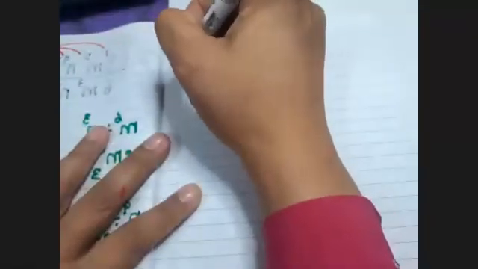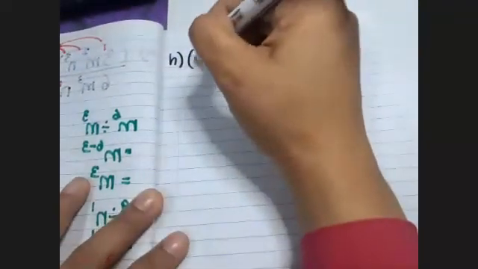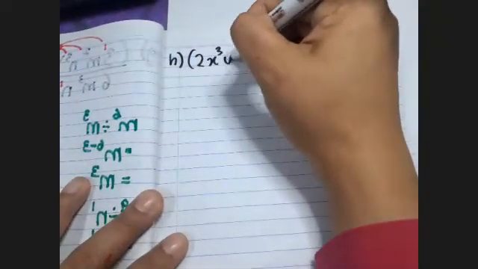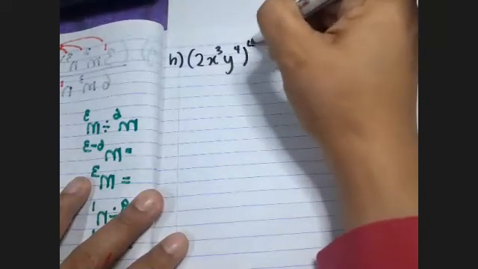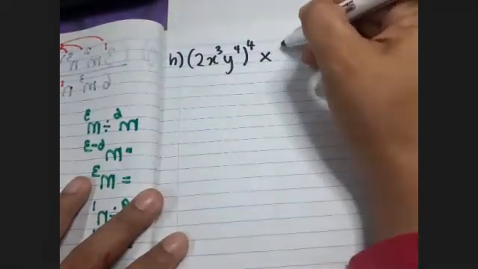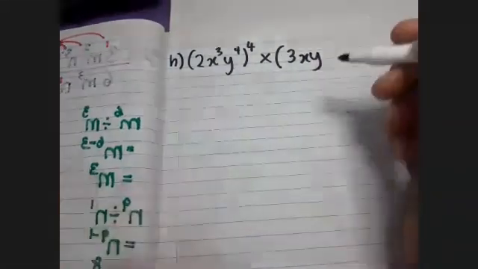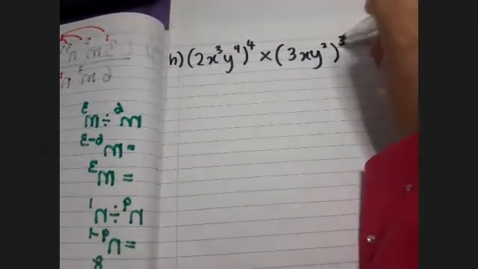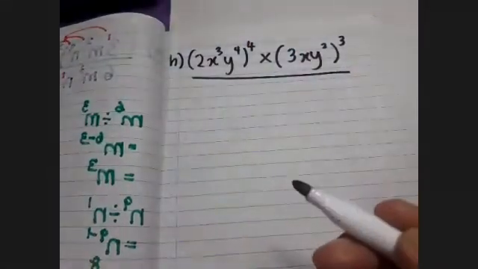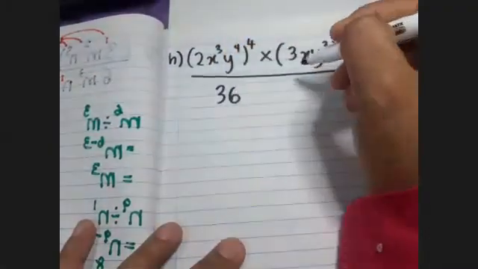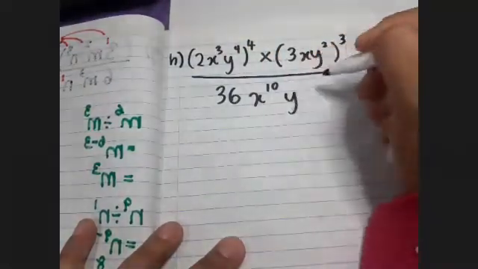Next, for H. More complicated question. For H. Okay, ready for H? 2 x power of 3, y power of 4, in bracket, and power of 4, multiply 3xy power of 2 in bracket, power of 3, over 36, x power of 10, y power of 12.